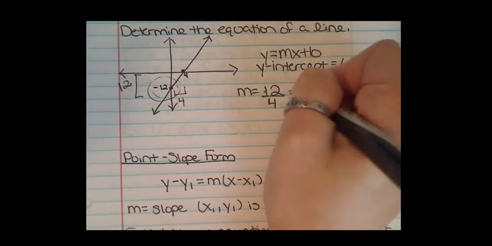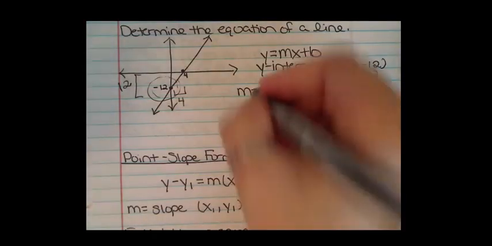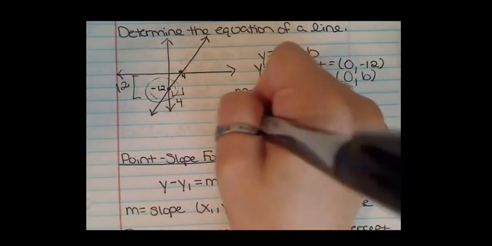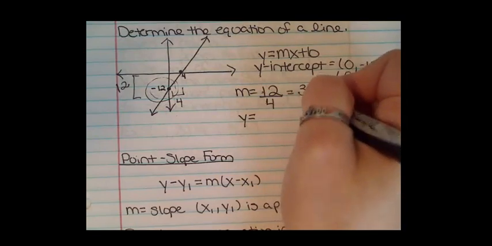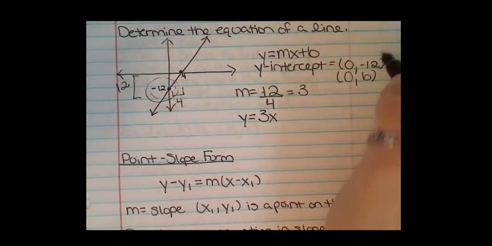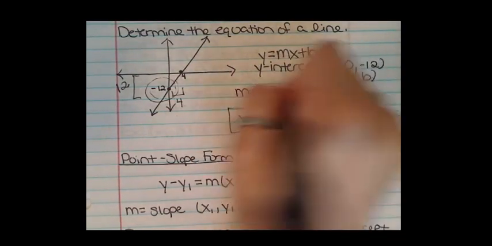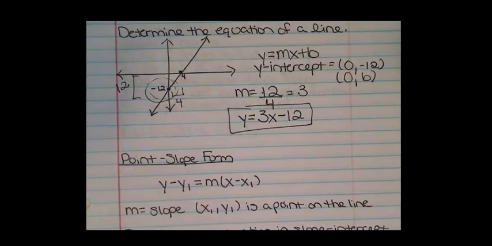With the slope and the y-intercept, we can determine the equation of a line. Because now we would have y equals m, and we just said m was 3, x plus our b, and our b is -12. So right there you were able to determine the equation of a line just based on a picture, which I think is pretty cool, but I'm kind of a nerd.